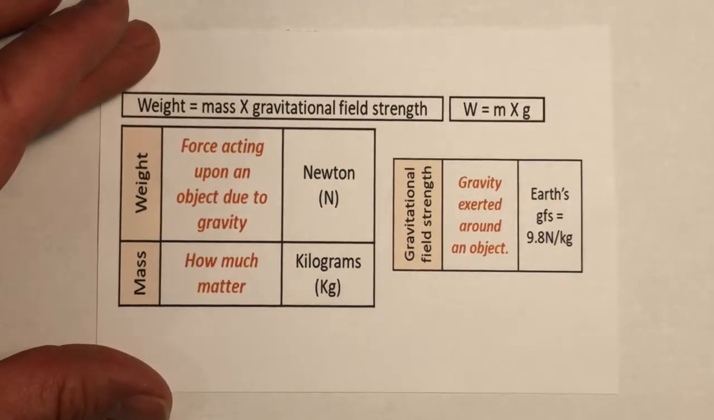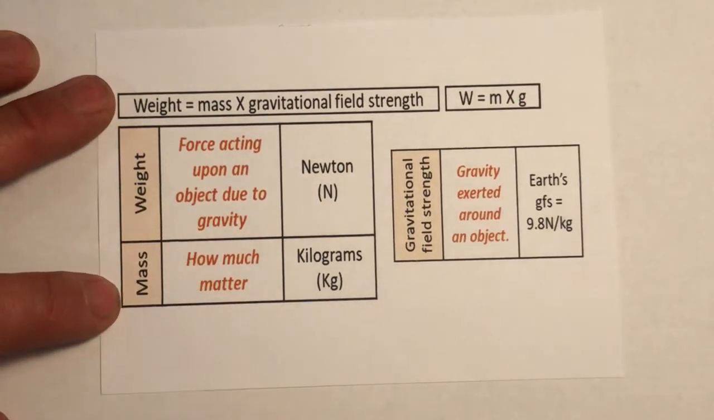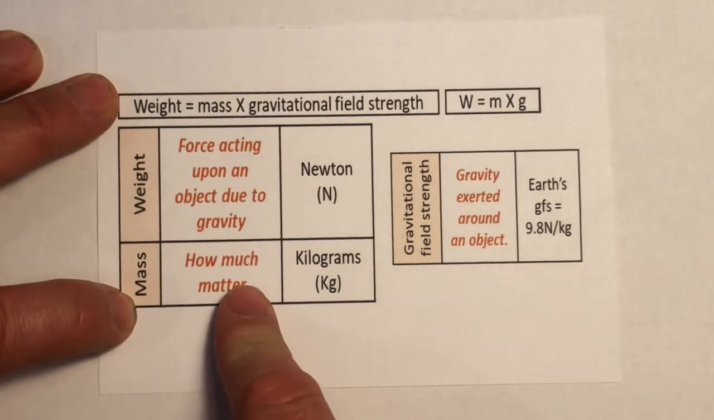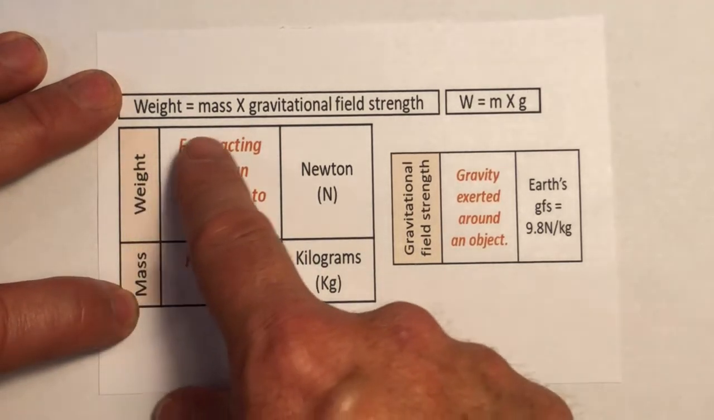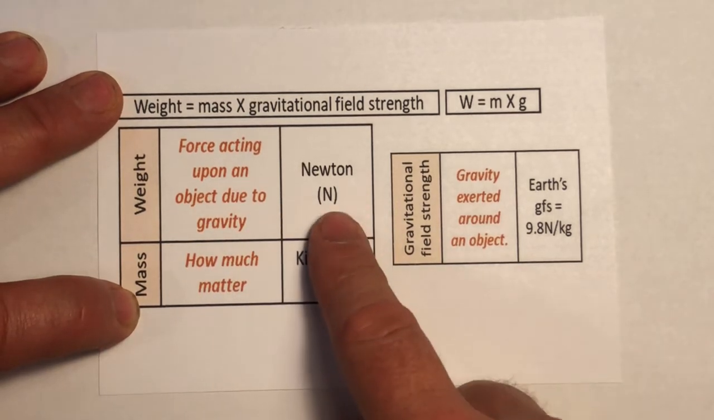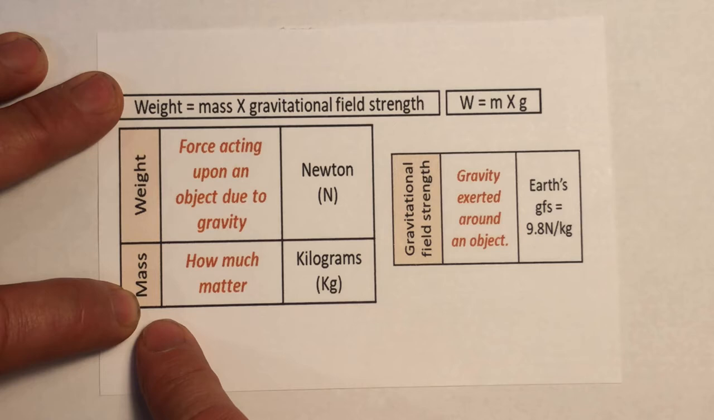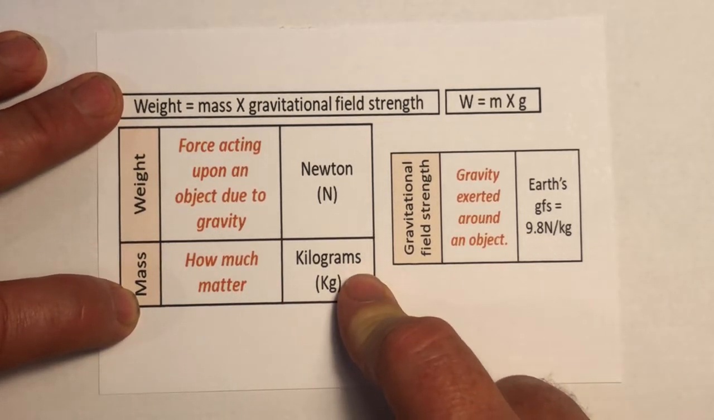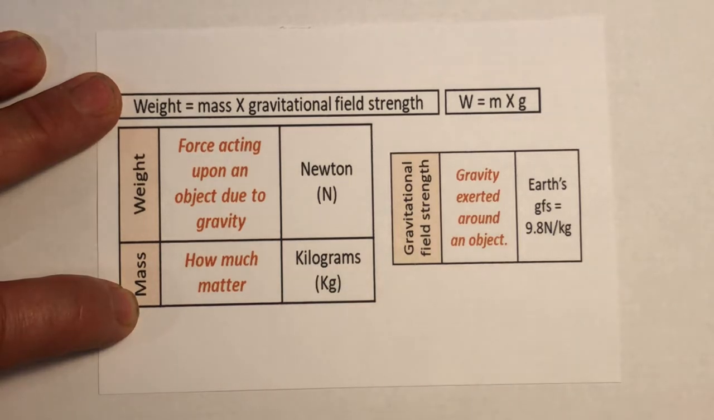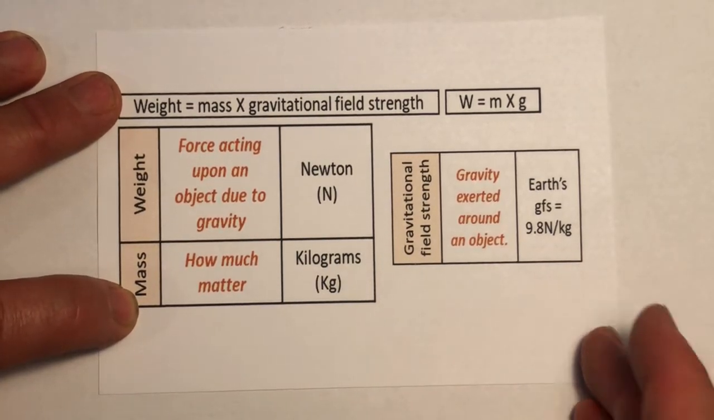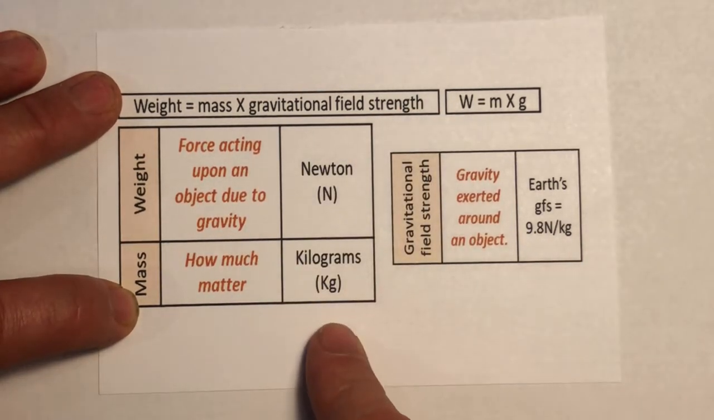Now, weight. Weight is a force, mass is how much matter. So weight is the force acting upon an object due to gravity, and it's measured in newtons. Mass is how much matter it's made of, and it's measured in kilograms. Best example is thinking about me. I'm going to make up these numbers here. I don't know my weight and my mass at this moment in time.